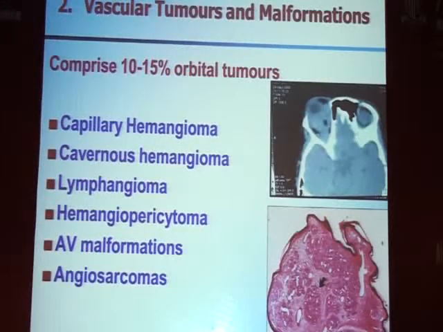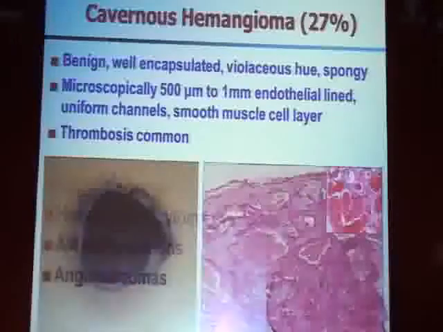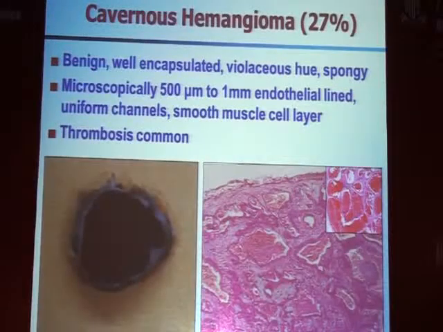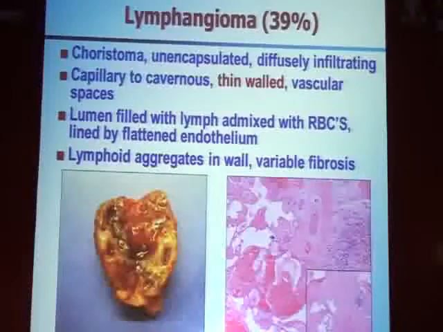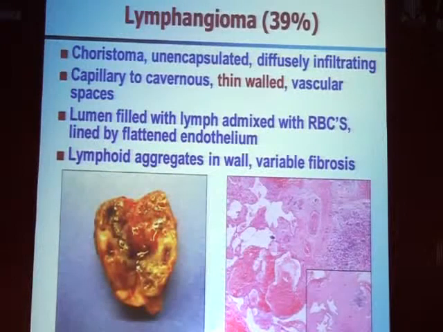Now coming to the vascular tumors, they have already been discussed. They account for about 15% of the orbital tumors, and on the grossing table we see them as very darkly stained, violaceous color tumors, well circumscribed, and they've got a very spongy appearance. And you can make out the vascular channels, they are thick walled. You can see the muscle in the walls. In contrast, lymphangiomas, which Dr. Ruchi talked about, have irregular vascular channels and are very thin walled.